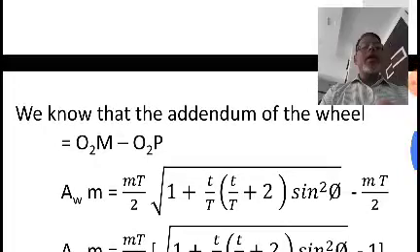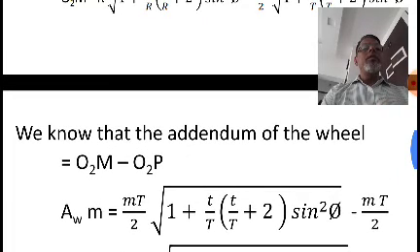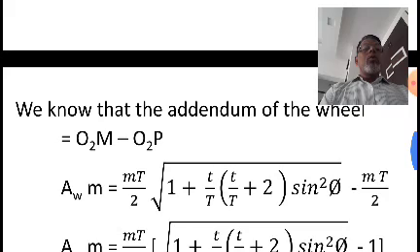Now again we can write the addendum of the wheel. It is the maximum addendum circle radius, that is O2M minus O2P, right? So O2M is m into capital T divided by 2 under root of this, minus O2P, which is m into capital T divided by 2.